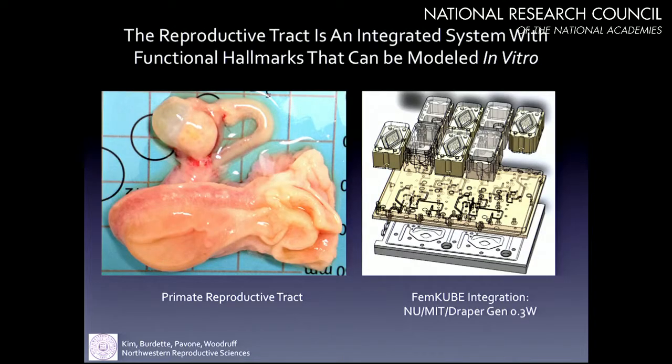And so on the left, you see the reproductive tract of the primate. It is comprised of the ovary, the tubes, the uterus, the cervix, and the vagina. And we have decided to model this in a physiological platform in collaboration with the team at MIT and Draper. I'll get into this more later, but what we have are these modules that have the different organ systems that are going to be integrated together with a microfluidic platform.